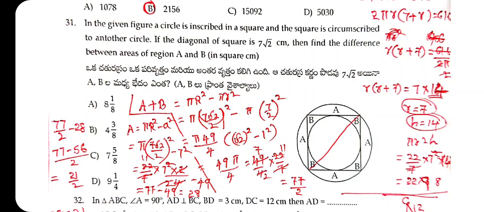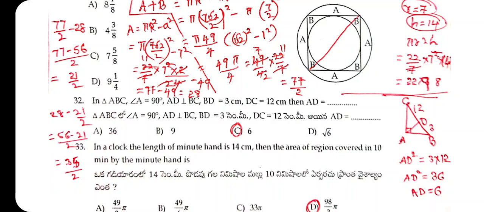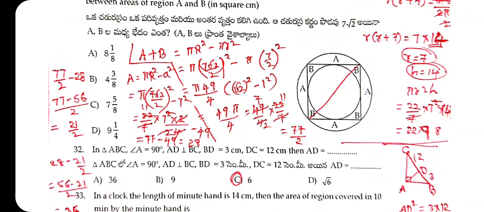This problem is very difficult, but I tried to do it. I have done this problem, but I did not get the answer because the options are wrong. So the final answer is 35 by 2. 17.5 is the correct answer, but the answer is not there. How to do this one is here.